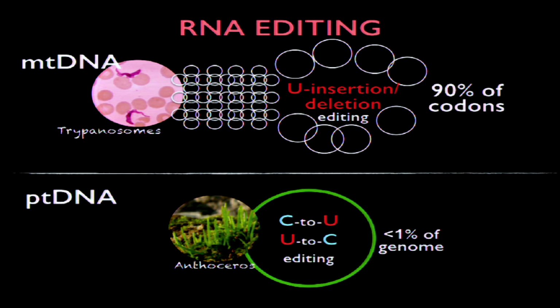And RNA editing has appeared in all kinds of different mitochondria, from slime molds, land plants, dinos, for example. The most intense type of editing is likely in trypanosomes, where 90% of the codons undergo insertion-deletion editing. And plastids too can experience RNA editing. In this hornwort down here, there's about 500 C-to-U and another 500 U-to-C editing sites. But overall, the levels of RNA editing that you find in plastids are not nearly as significant as you find in mitochondria overall.